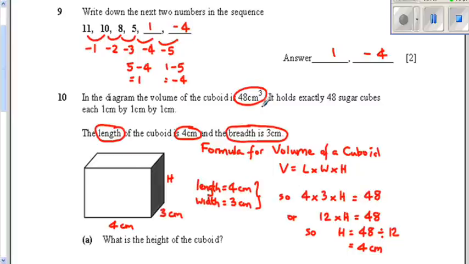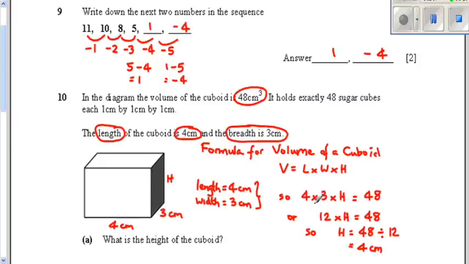We're told that the volume is 48 centimeter cubed. So we're trying to find this number here so that when we multiply 4 times 3 times this number, we get the answer 48. Now you could do it by trial and error, but another way of doing it is to say 4 times 3 is 12. So 12 times h equals 48. So to find out what h is, we're going to divide by 12. So h is 48, divide by 12, which is 4.